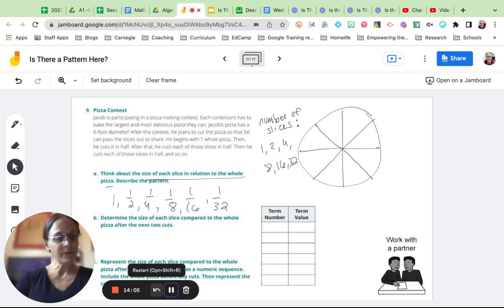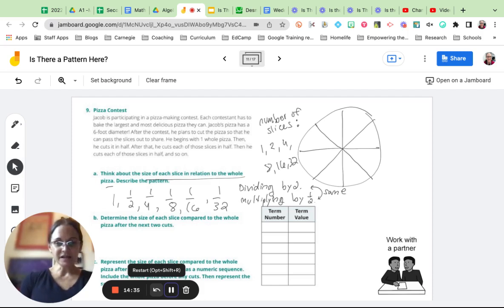And what's the pattern here? It's dividing by 2 each time, right? Or you could say multiplying by 1/2. Let me write it both ways. Dividing by 2. Makes sense because he's slicing it in half each time. We could also say, because it's the same thing as dividing by 2, multiplying by 1/2. Multiplying by 1/2 is the same thing as dividing by 2.